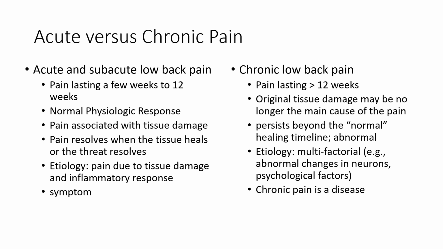To better understand chronic low back pain, in this slide I'm going to talk about the difference between acute and chronic pain. Acute and subacute lower back pain are essentially the same physiologically, and they are usually defined as pain lasting from a few weeks up to 12 weeks. Acute lower back pain is actually a normal physiological response related to tissue damage or injury. Pain resolves when the tissue heals or the threat resolves.